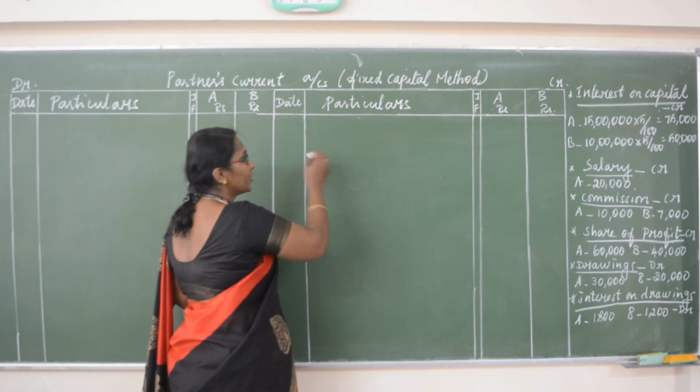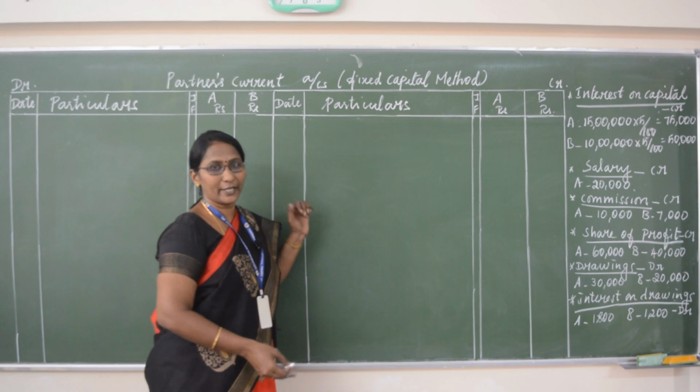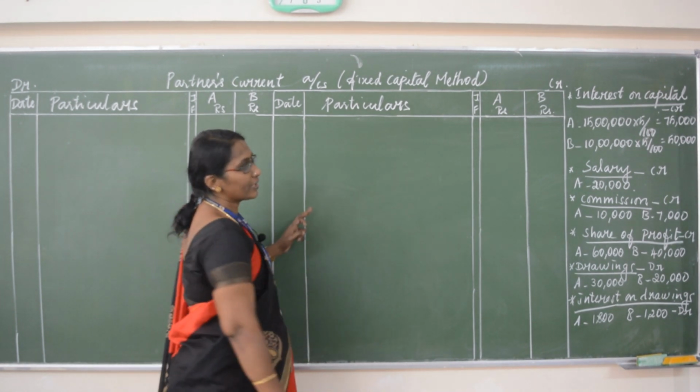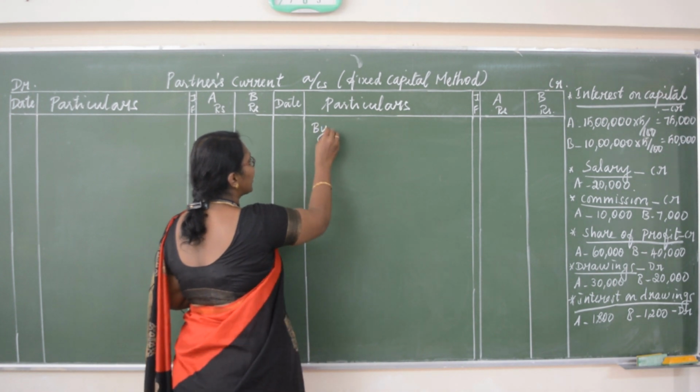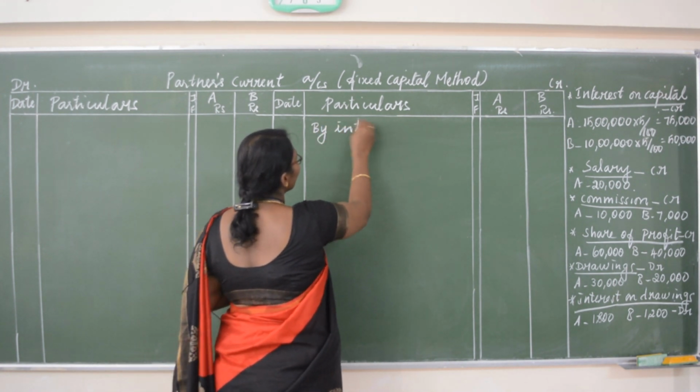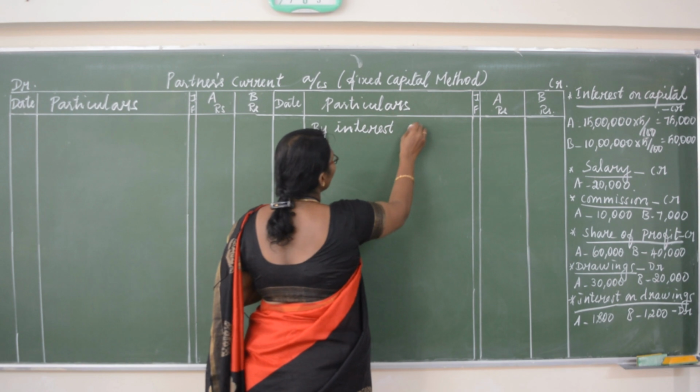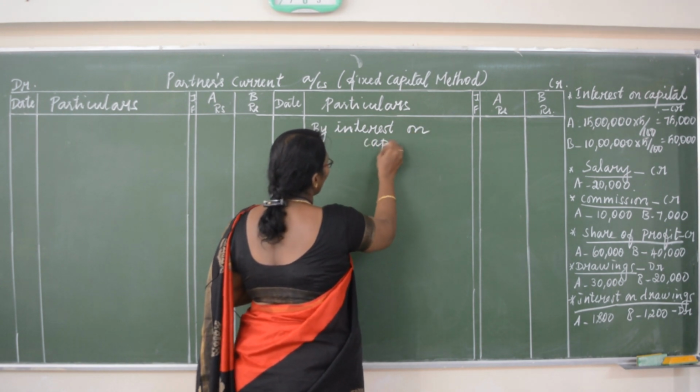First, we don't have opening balance, so I am not writing. So first adjustment is what? Interest on capital. So by interest on capital account.